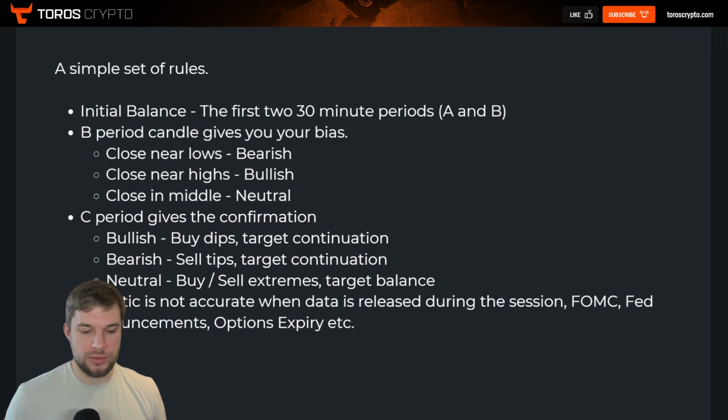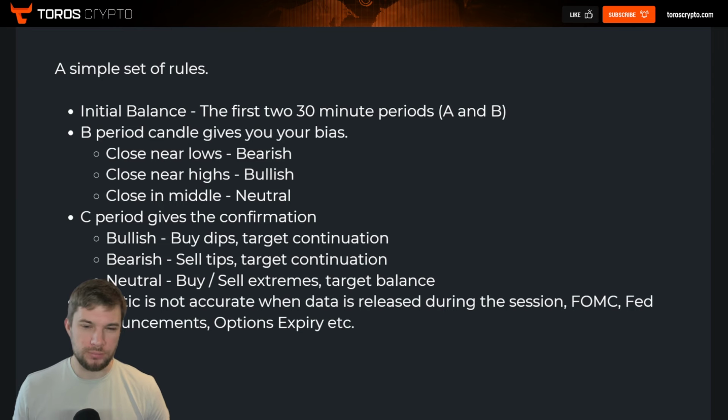The B candle gives you your bias. So if you are closing at the end of the initial balance towards the lows, that means you've got a bearish bias. If you're closing near the highs, you've got a bullish bias. If you're closing in the middle, you've got a neutral bias. The C period, the following period, gives you the confirmation.